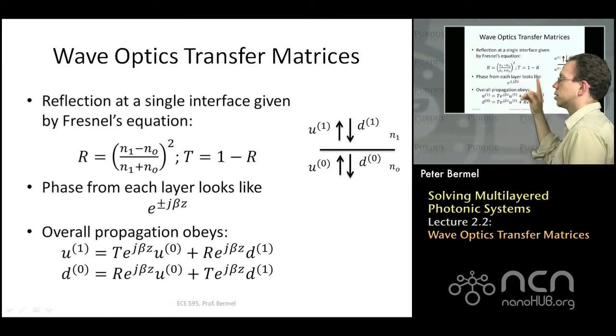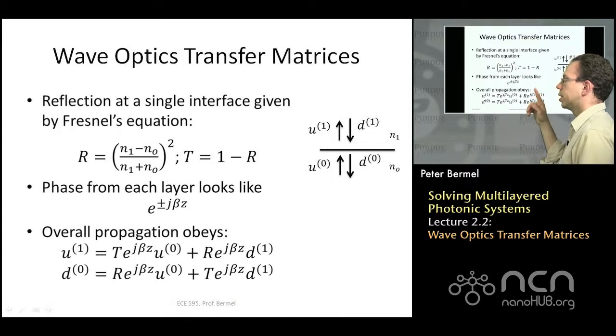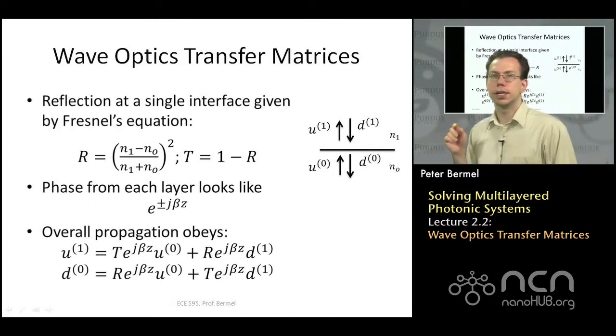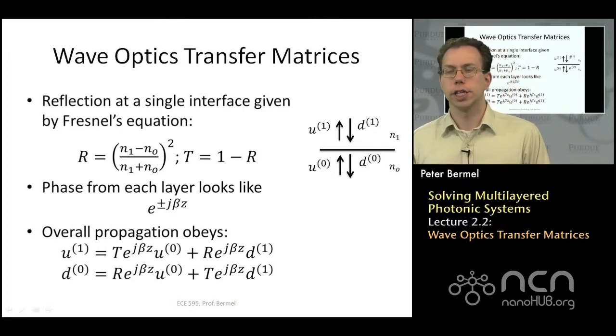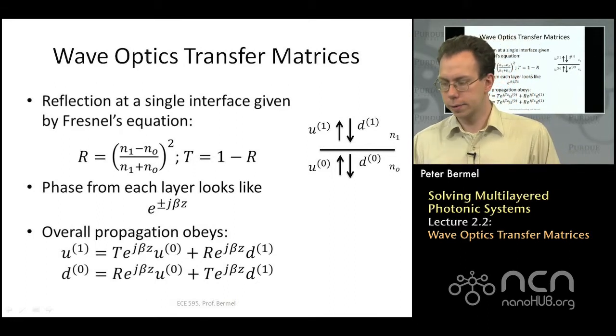Okay, and the interesting thing is that once you have that framework established, the only other missing piece is that you have to include the phases as you propagate through the different layers. Depending on where the phase offsets are occurring, you can introduce a phase of either e to the plus or minus j times the propagation vector in that direction, beta times z. That's a single component of the overall wave vector k.